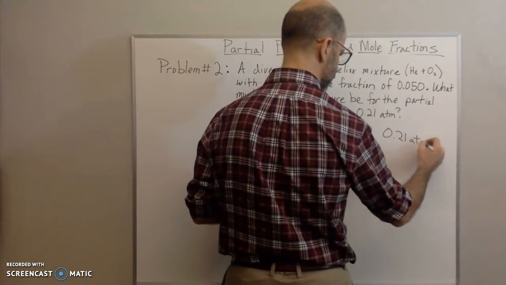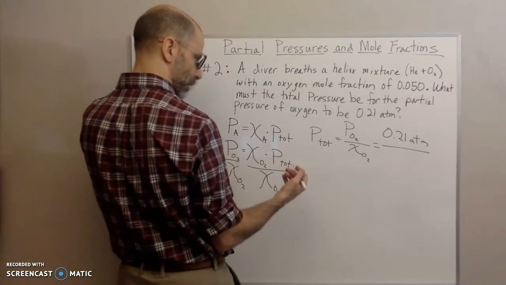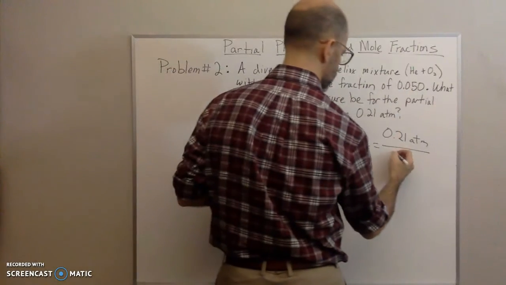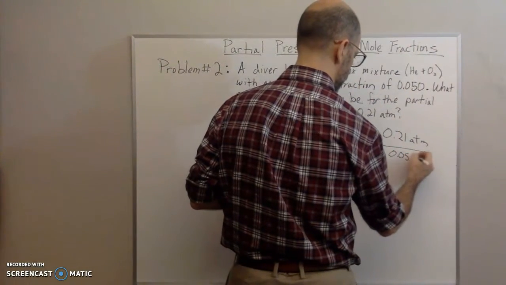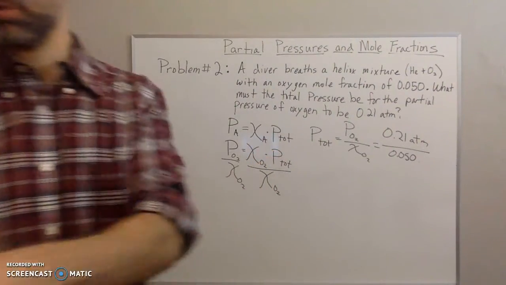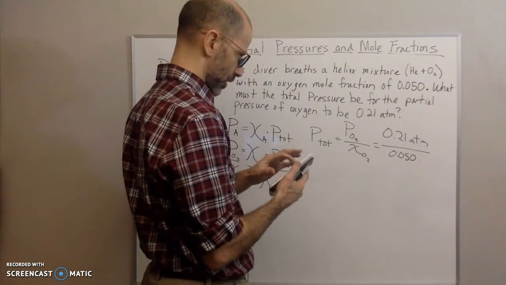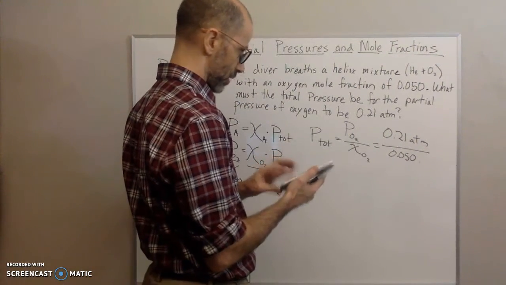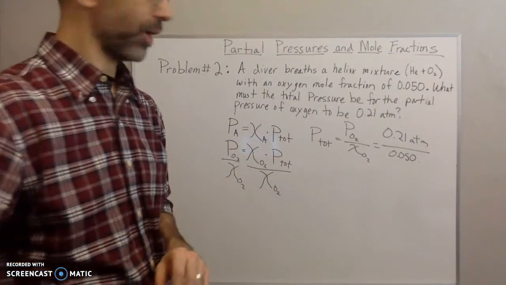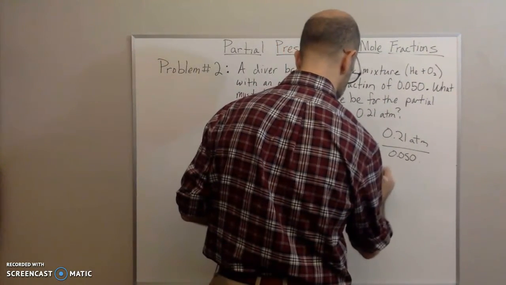So the partial pressure of oxygen is 0.21 atmospheres. We're going to divide by the mole fraction, which is unitless. It's just a ratio of moles. And so we're using 0.050, and then we just calculate, and that should give us the total pressure. So we get 0.21 divided by 0.050 equals 4.2. So the total pressure is equal to 4.2 atmospheres.